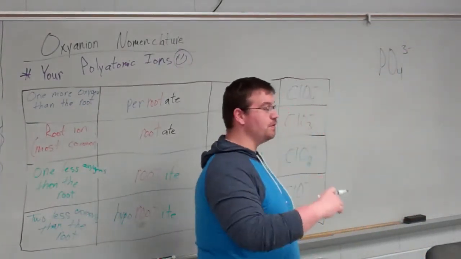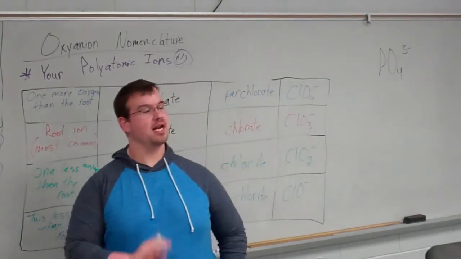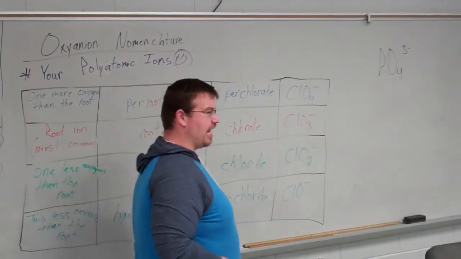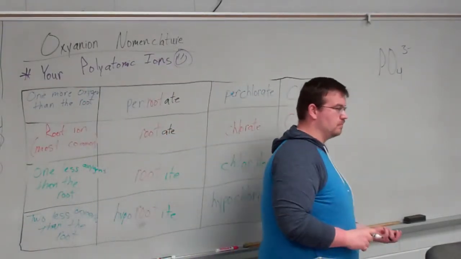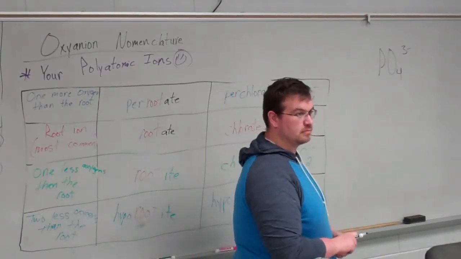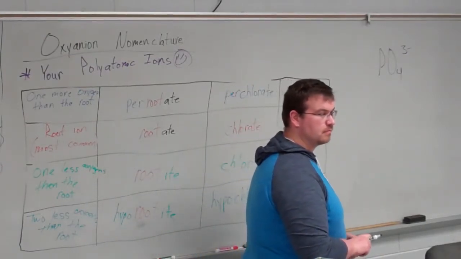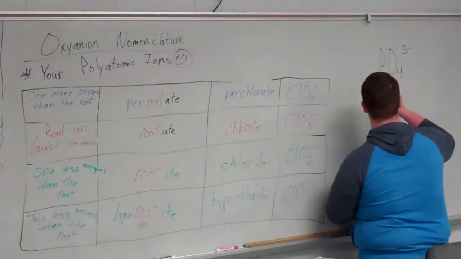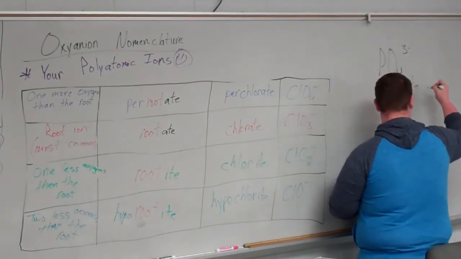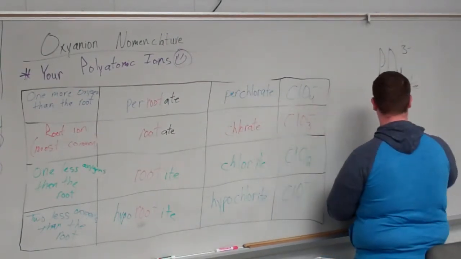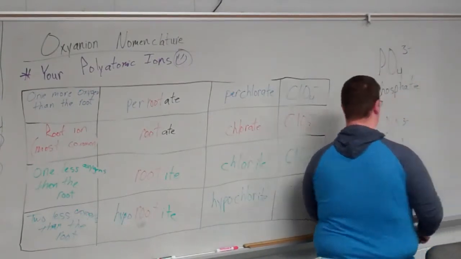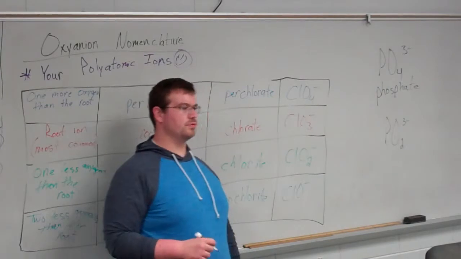PO4 3-. If you need to look at your polyatomic ion sheet, I'm cool with that. You just recently got it. Look at it. Find the name. Phosphate. Now, PO2 3-.